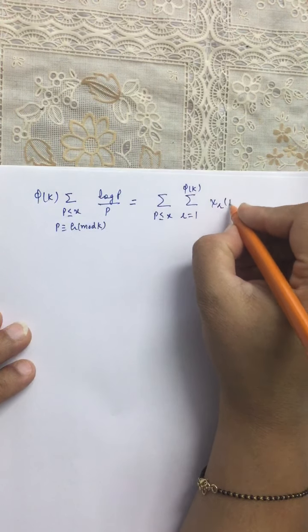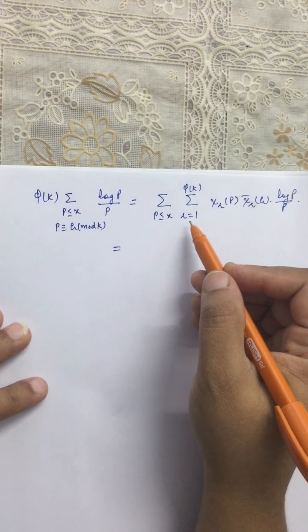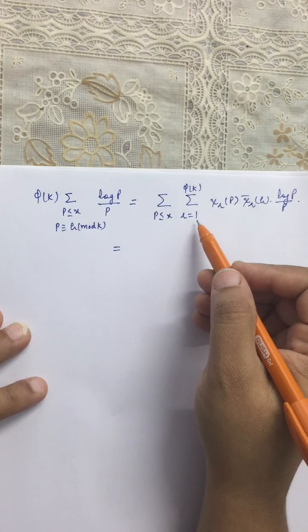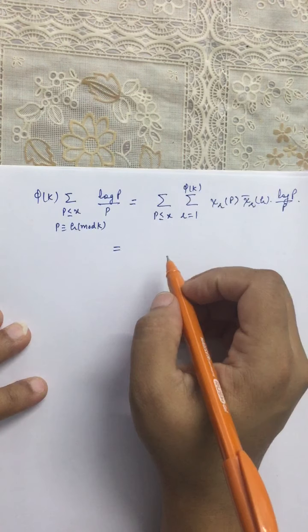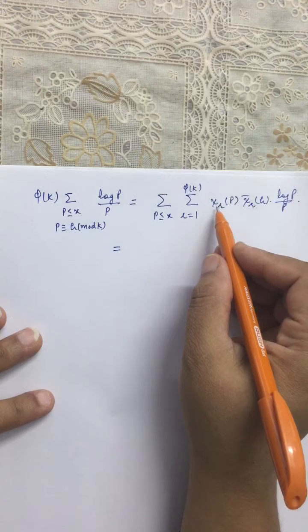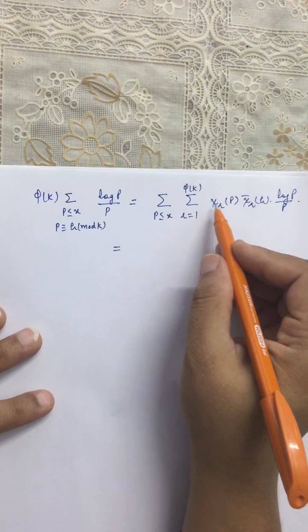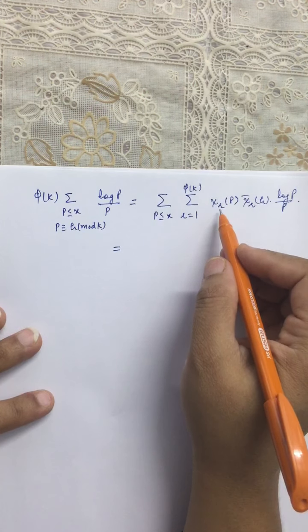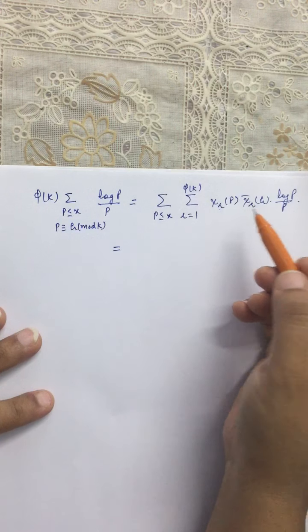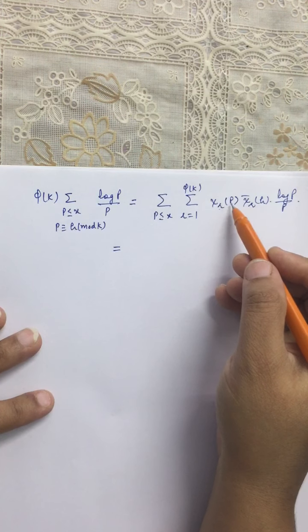Now I will separate this summation into two summations. We will isolate the term corresponding to r equal to 1, that is the term corresponding to the principal character, and that will be chi 1 at p. Now we know chi 1, the principal character, takes the value 1 at each integer. So chi 1 at p will be just 1, because p is co-prime to k also.